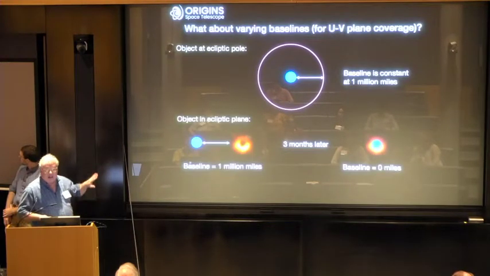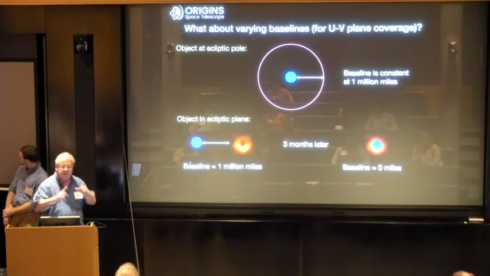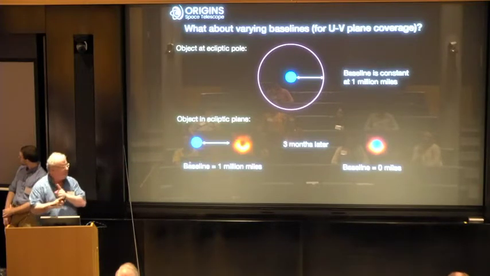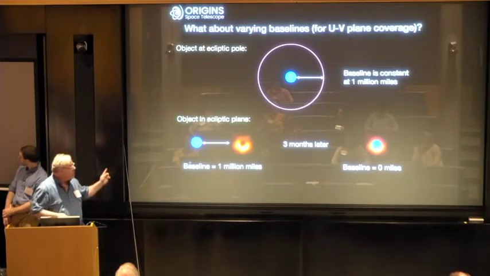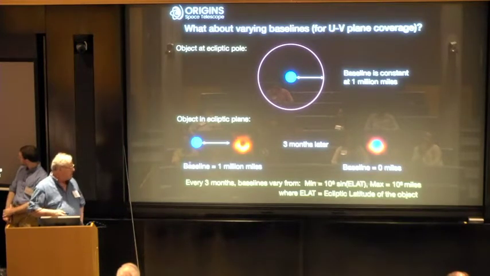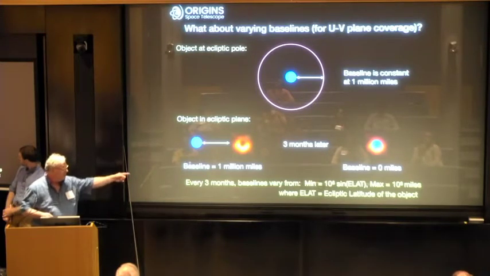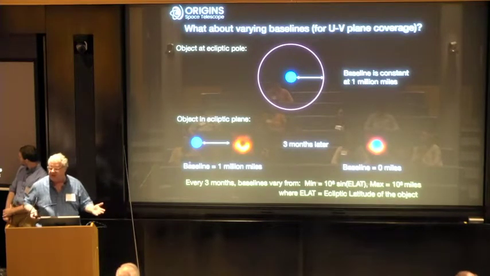For an object in the ecliptic plane, however, at one point, the object and the Earth will be 1 million miles apart. But if you wait 3 months in the ecliptic plane, they sit on top of each other and the baseline is 0. So for a source in the ecliptic plane, you cover all baselines between 1 million miles and 0 miles. And more generally, for an object at an angle above the ecliptic plane, which I denote as ecliptic latitude, it goes as the sine of that value.